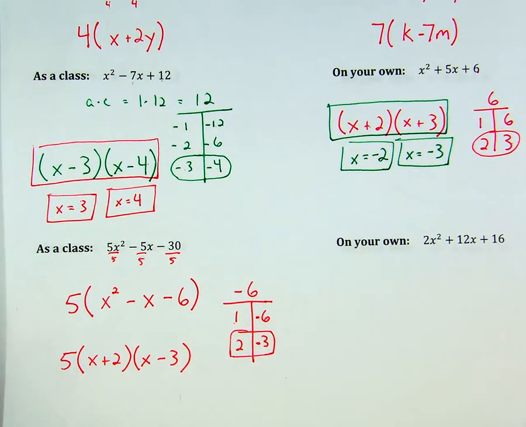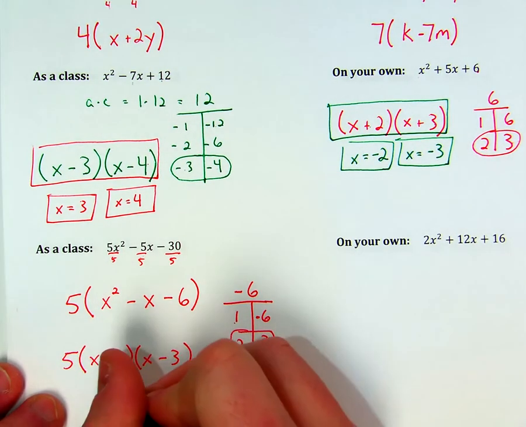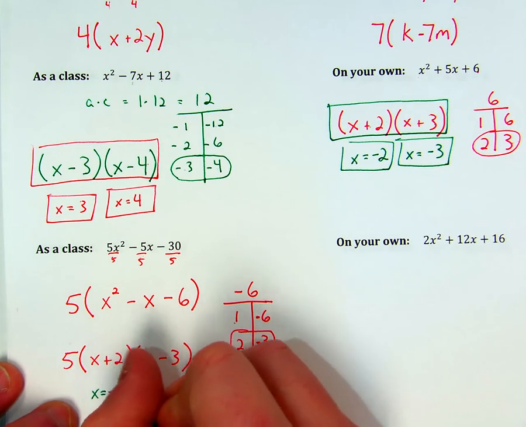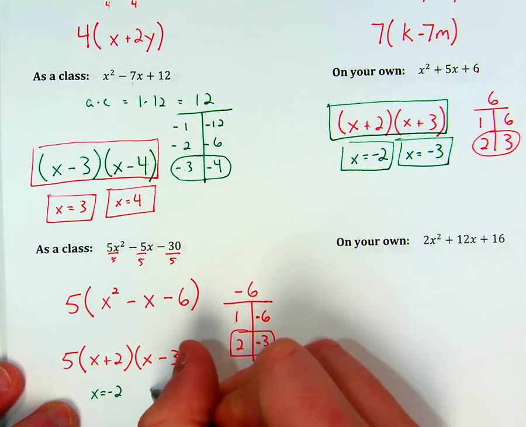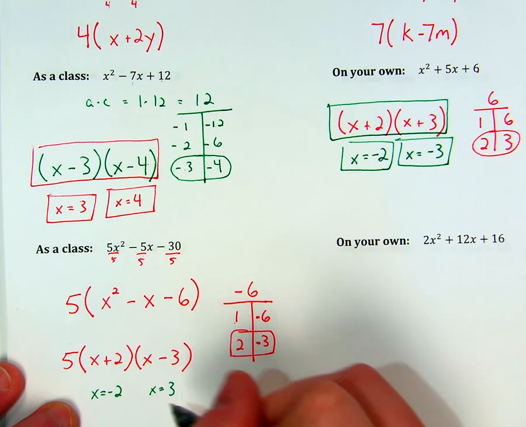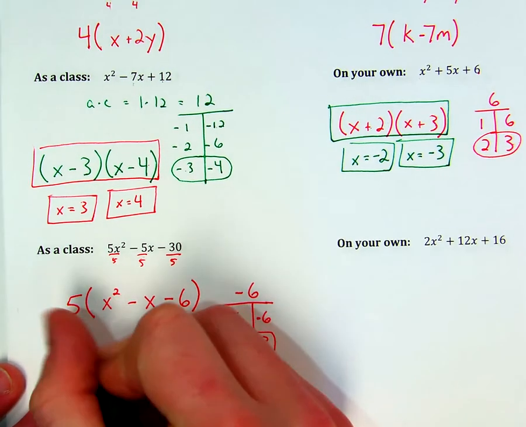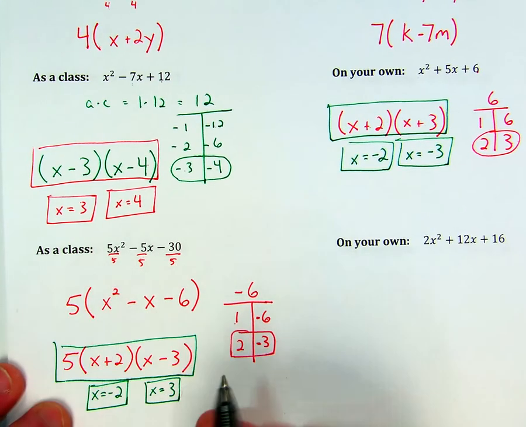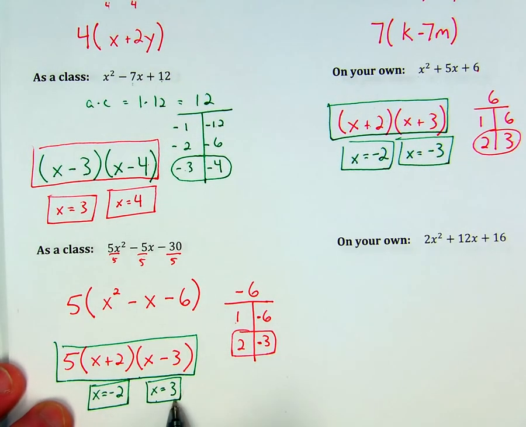You still go about finding solutions the same way. You want the values that make 0 inside of the parenthesis. Instead of plus 2, x would have to equal negative 2 to get 0 in the first parenthesis. Instead of negative 3, x would have to equal positive 3 to get 0 inside of the second parenthesis. Factored form is written on top, solutions on bottom. Negative 2 and 3 are the two values of x that would make 0 in this quadratic.